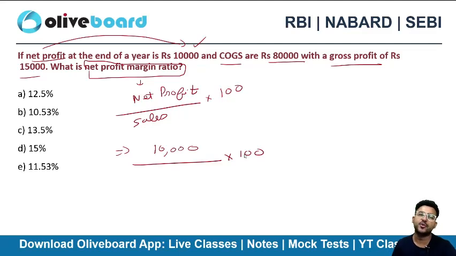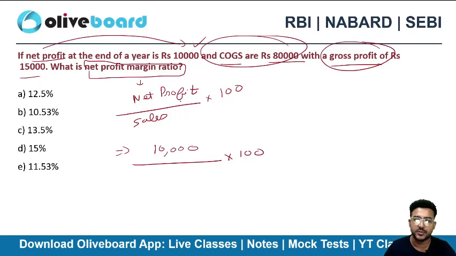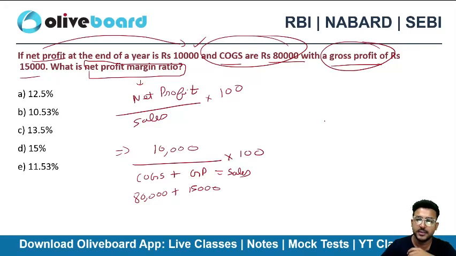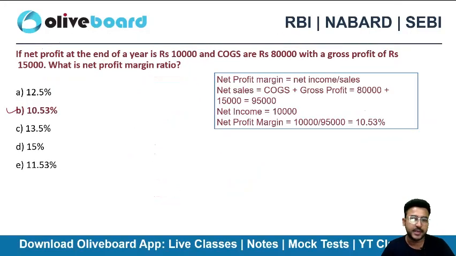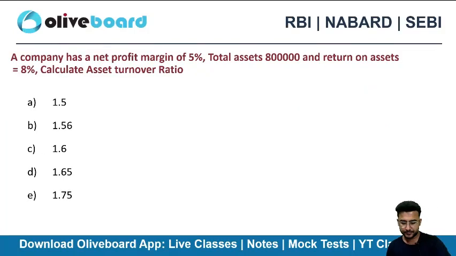So guys, how do we calculate sales? We do have gross profit and cost of the goods sold. So it is nothing but COGS plus your GP. That's your sales only, right? So my COGS, cost of the goods sold, is 80,000 plus my gross profit is 15,000. So can I say that 10,000 divided by 95,000 into 100, right? So 10.53% will be my net profit ratio here. Okay, I hope it's fine.